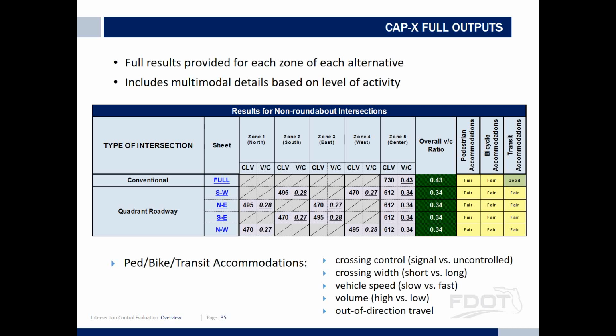And again, like what you see over there, signal versus uncontrolled. So you would consider the crossing width, for instance, for the pedestrians. You would consider the vehicle speed, slow versus fast, and the volume, of course, and then out of direction travel. So all of those things are considered when you select the different types of intersections and compare the pedestrian, bicycle, and transit accommodations and how that interacts with that particular type of traffic control and intersection type.